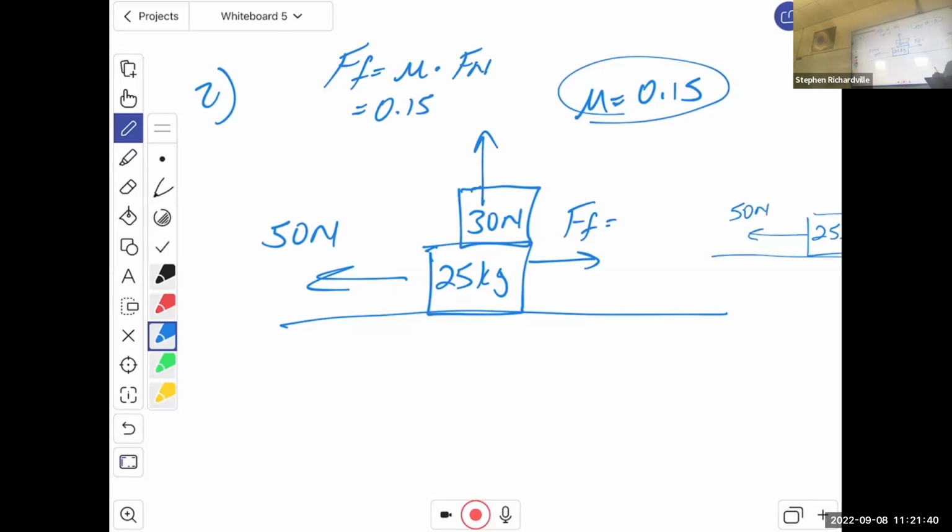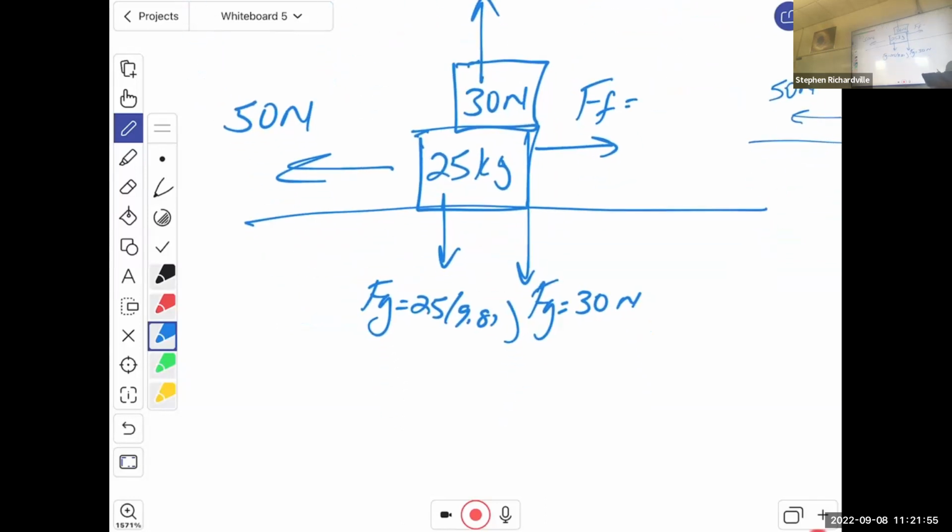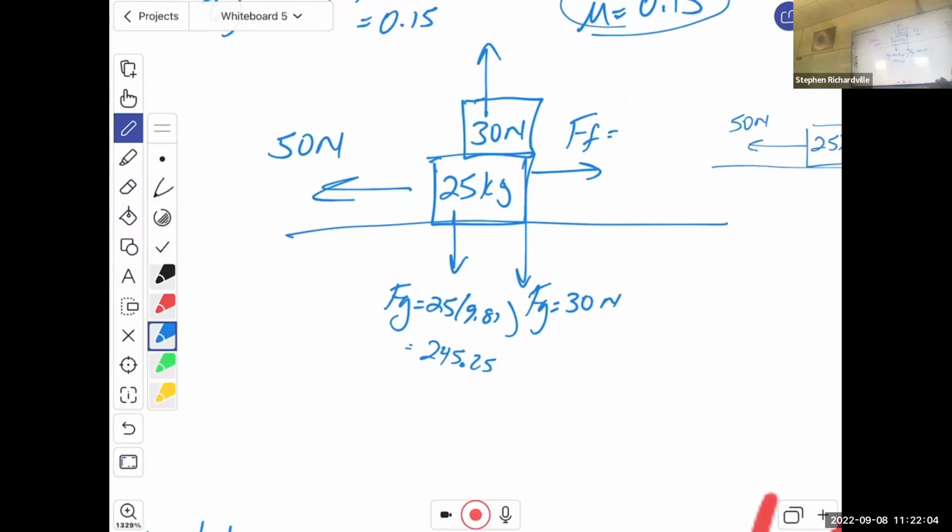To find all the weight, this guy is 30. But what's the weight of this one? Weight is the mass times 9.8. Let's use 9.81 for this. Beautiful. Every now and again, I'll chime in for you. Thanks. So the weight of this is 245.25. See, weight is mass times 9.81.